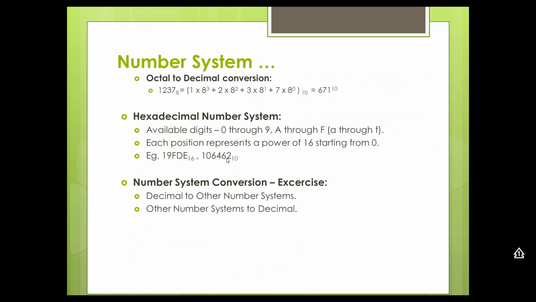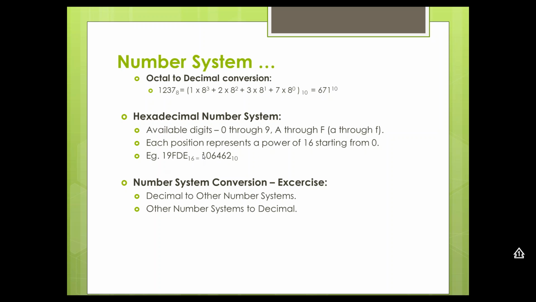And we have the hexadecimal number system, with digits 0 through 9 and A through F. It can be capital or small letters. We represent each position with 16 to the power of x. X can be 0 through any value, depending on the position. 0 is the rightmost digit, and we increase the power by 1 for each digit position. So for example, 19FDE.